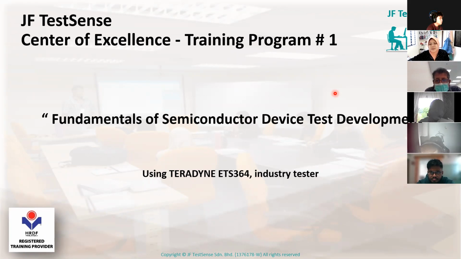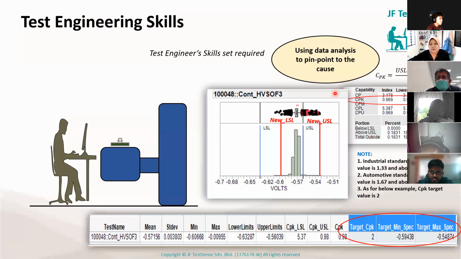CPK is process capability. You can see here this is the formula. When we do every test, how do we judge whether the part fails or passes the test? It's based on limits that we apply. The measurement that we get from the device, we compare against a low limit and a high limit. If the measurement is lower than the low limit or higher than the high limit, it is considered as fail.